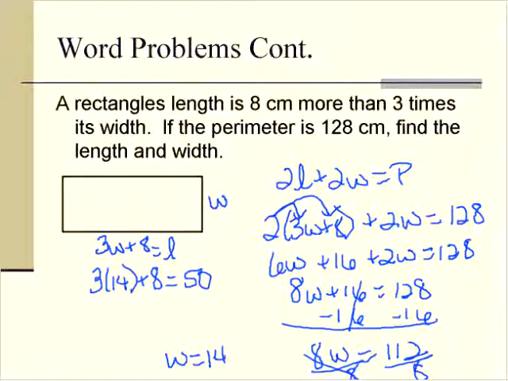And so if I were to just check that real quick, just a mental check for perimeter, 50 plus 50 is 100, 14 plus 14 is 28. So 100 plus 28 gives me that 128. So that works for that. And so my length is 50. And my width is 14. So those would be my answers there.